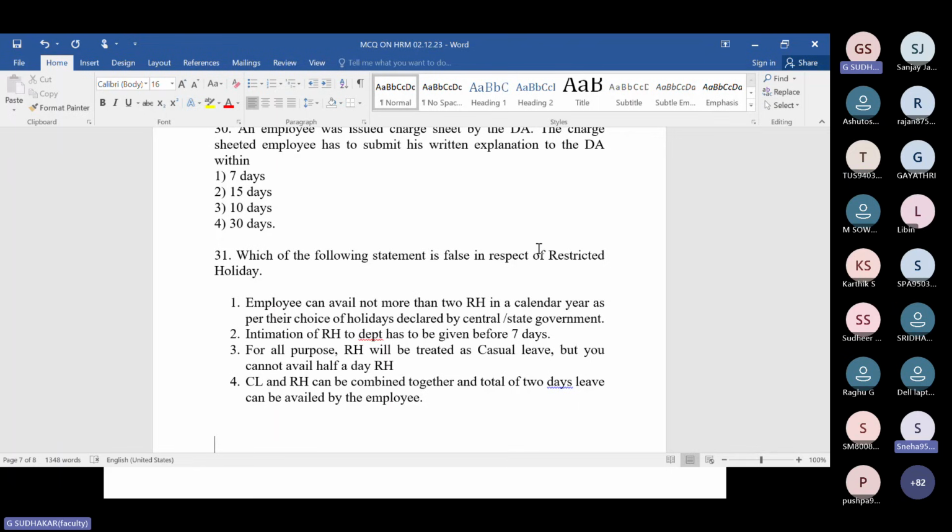The answer is 2, because we have to intimate the HR department in the beginning of the year. Beginning of the academic year, in January itself, when you receive the number of RH holidays, you have to give to the HR: so and so date was selected. So the statement is false. Intimation of RH to the HR department does not have to be given before 7 days. It should be at the commencement of the year, that is January, or at least after receipt of the RH dates, the holiday list from head office. On that day you can give, this is my RH holiday list. That is the correct answer. So this is false.